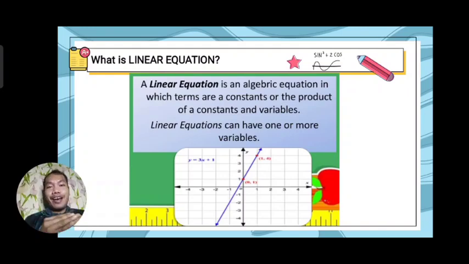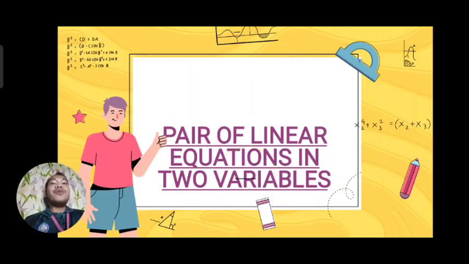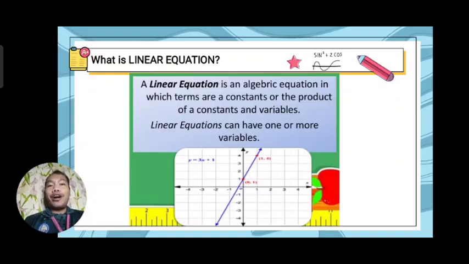First, let us define what is a linear equation. A linear equation is an algebraic equation in which terms are a constant or the product of a constant and variables. Linear equations can have one or more variables. So as you can see here in the graph, it is one or more variables. So yeah, let's proceed.